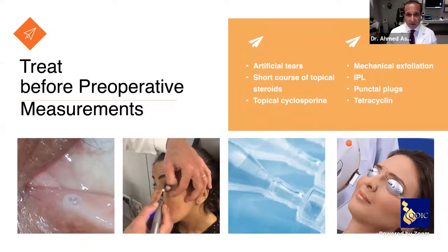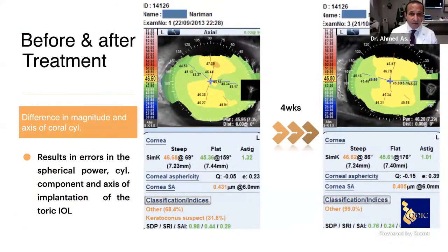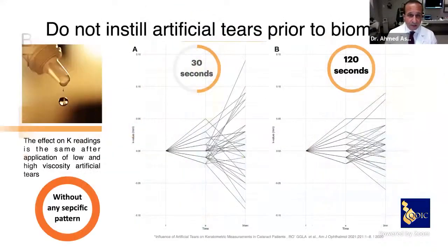We have a myriad of options to treat those patients, like artificial tears, short courses of topical steroids, topical cyclosporin, systemic tetracycline, IPL, punctal occlusion, mechanical exfoliation. We have a lot of options to employ for our patients to have an optimized ocular surface before taking the measurements. This is another example. One of my patients, before and after treatment of dry eye for 4 weeks. You can see a change in the magnitude and the axis of astigmatism. And of course, it would have an impact on my surgical planning for toric IOL implantation.